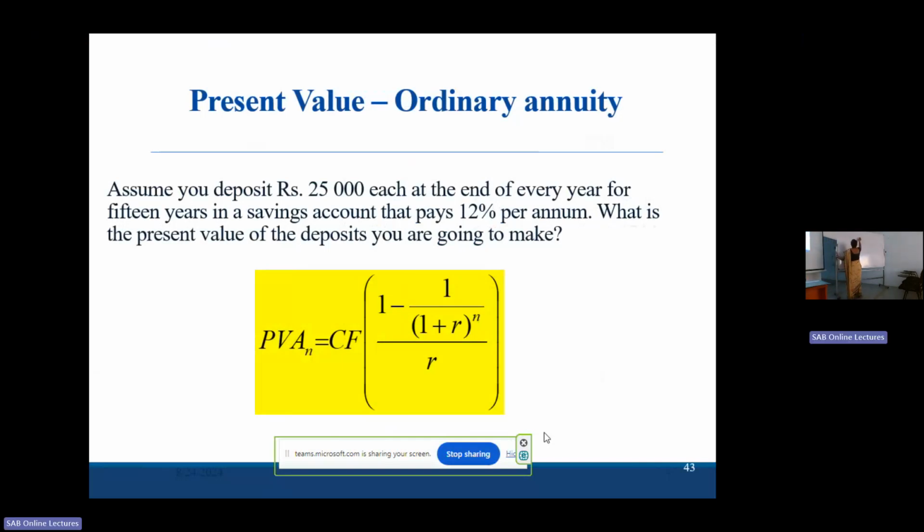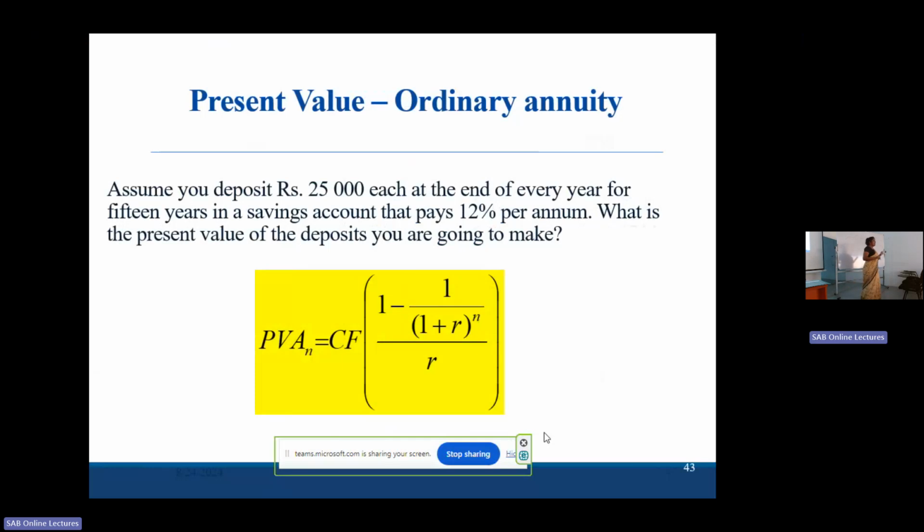So here I am drawing two timelines. Zero, 1, 2, 3, 4. Here 1000, thousand, thousand, thousand, thousand.